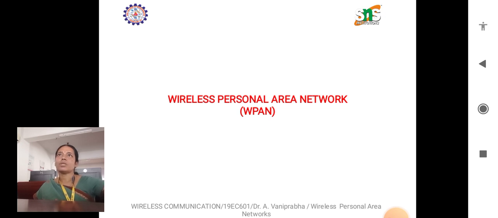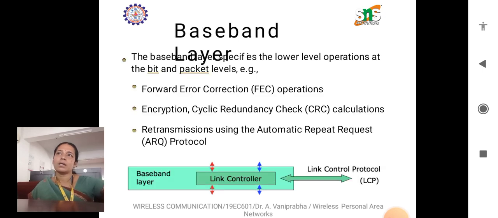In Bluetooth communication, the protocol stack is organized into layers, where each layer is responsible for specific aspects of the communication process. So the following are the important layers in the Bluetooth protocol stack: baseband layer, link manager layer, SCO links, ACL links.